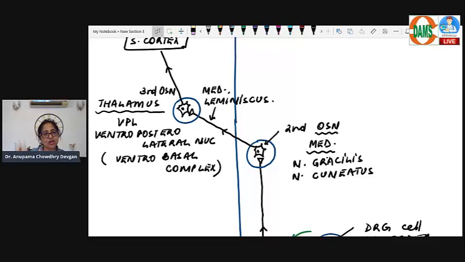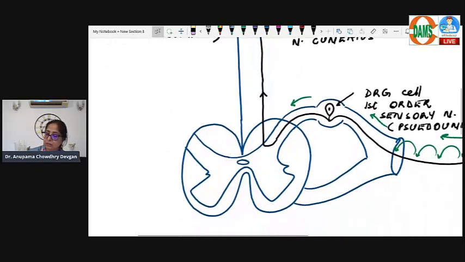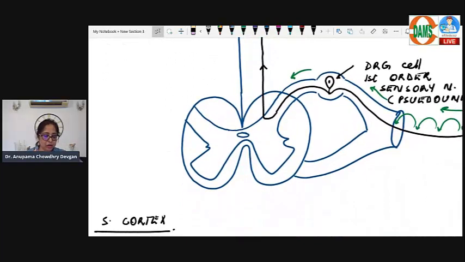Now let us see the arrangement of the fibers in the posterior column. Now, remember, this is an ascending tract. The tract starts from below and it moves upwards. So if I take a cross-section of the spinal cord at sacral level, I have only the sacral fibers. Yes, only sacral fibers will be present.